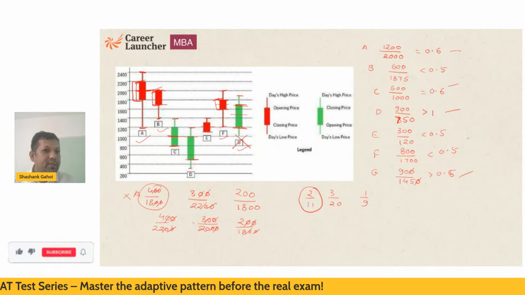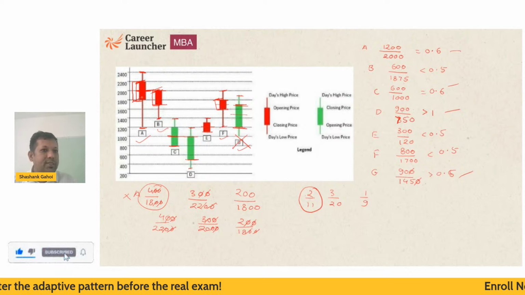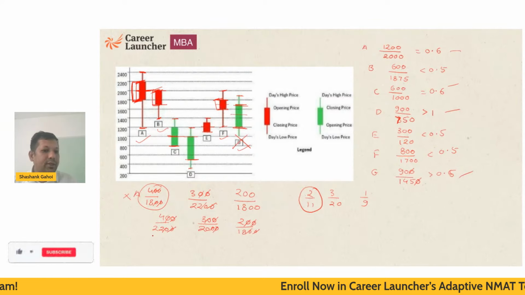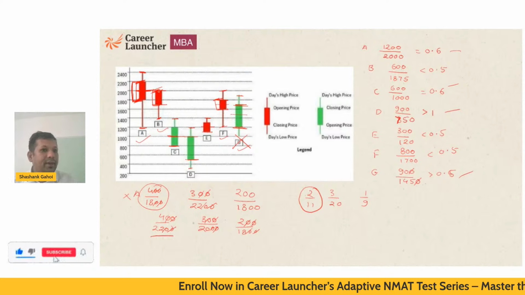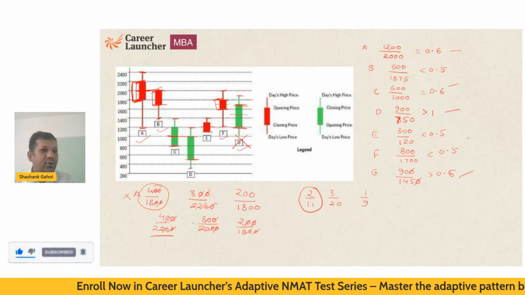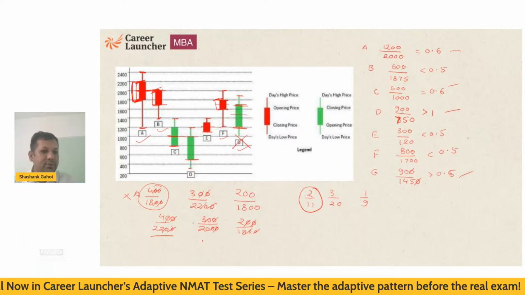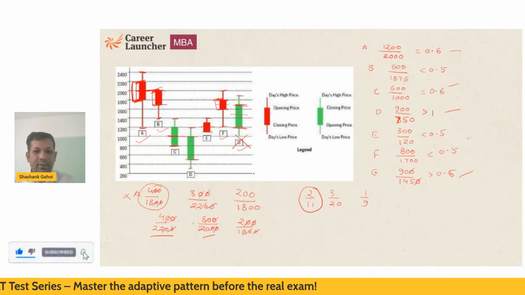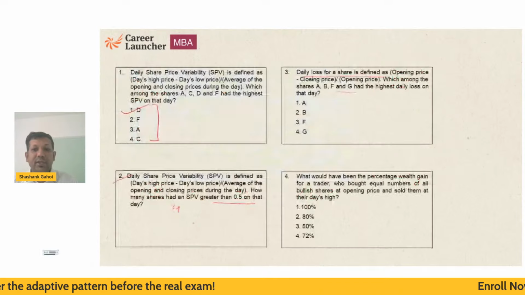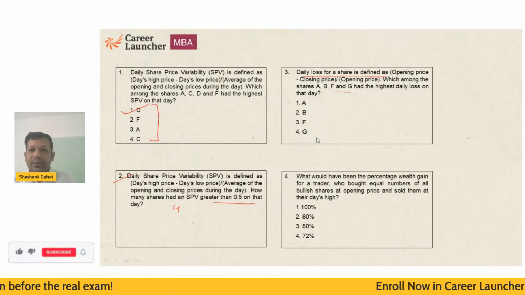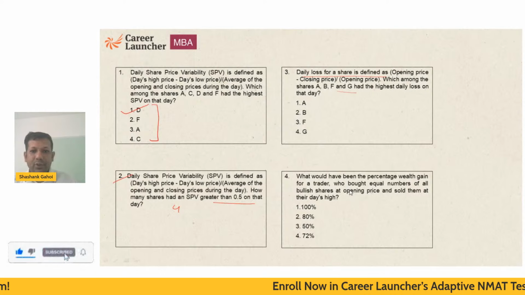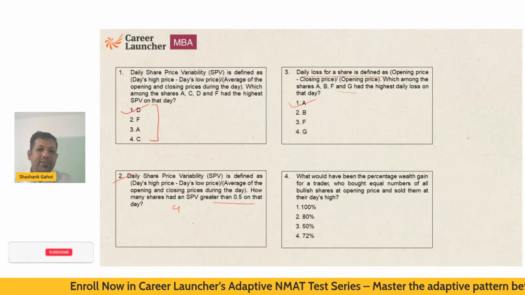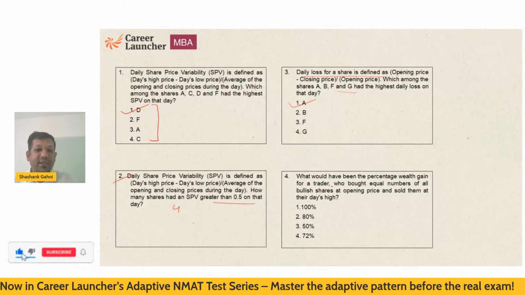A's opening price is 2200, closing price is 1800. So there is a loss of 400 divided by 2200. Here there is a decrement of 300 over the initial opening price, that is 2000. Here it is 200 divided by 1800, right? So we have the highest loss in A, option 1. Okay.